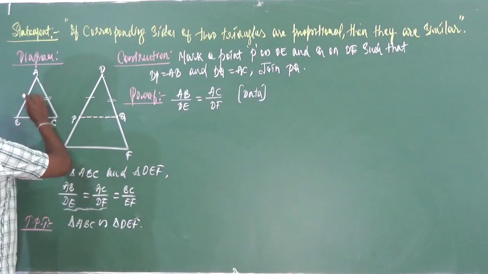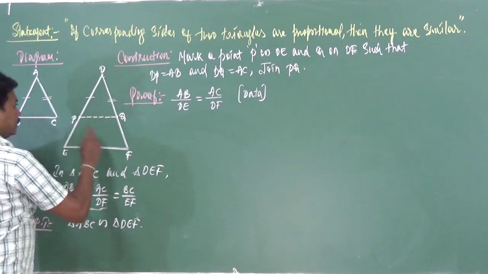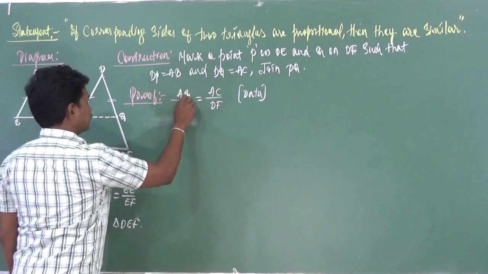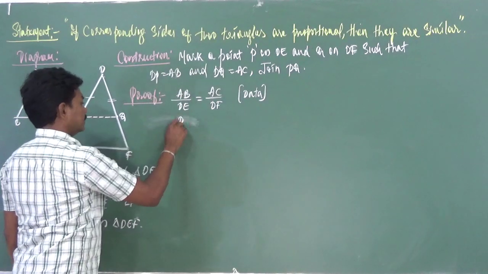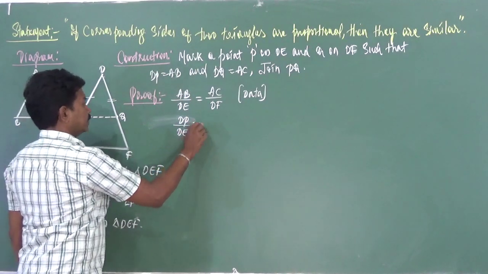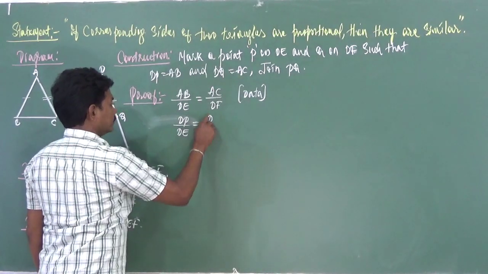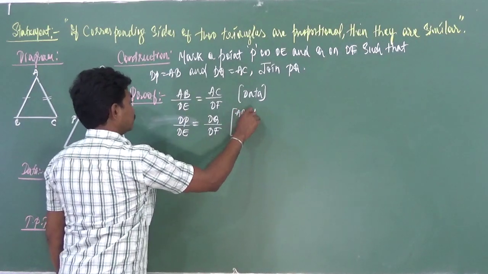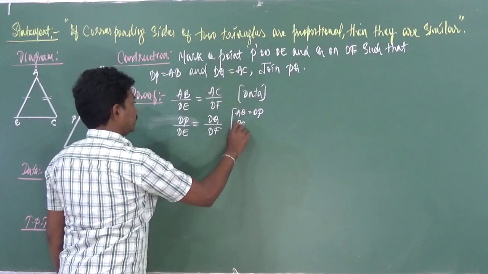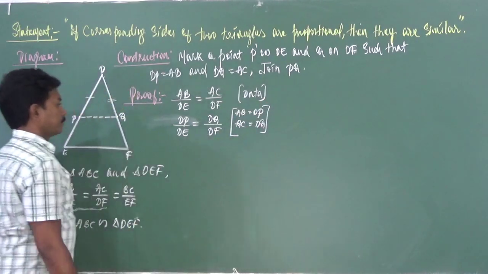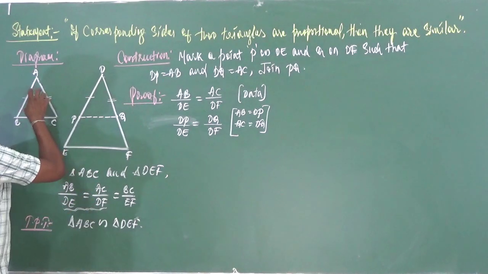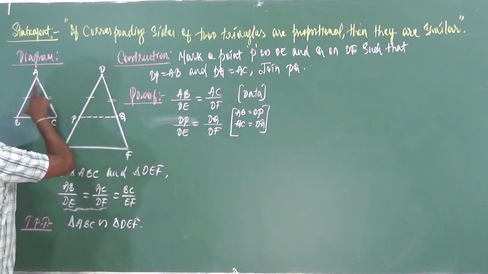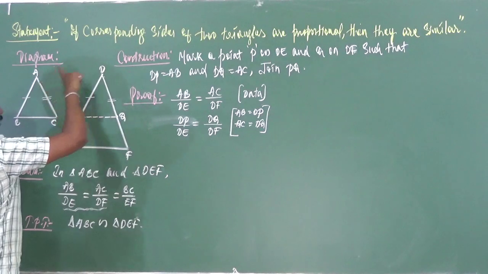Now, what is AB equal to? AB is equal to DP. In place of AB I can write DP, that is DP by DE is equal to, in place of AC I can write DQ, so that becomes DQ by DF. I have to write the reason here: AB is equal to DP and AC is equal to DQ. We have taken the data AB by DE is equal to AC by DF, and in place of AB I have written DP and in place of AC I have written DQ.